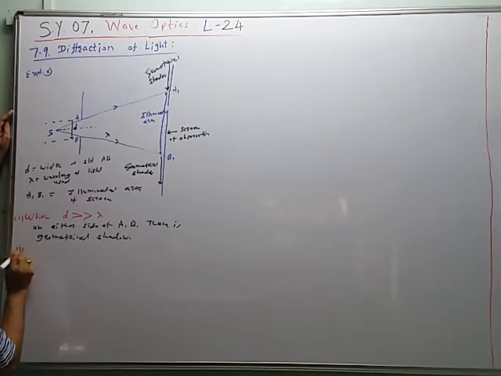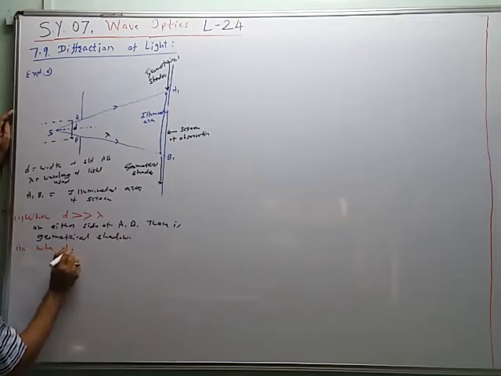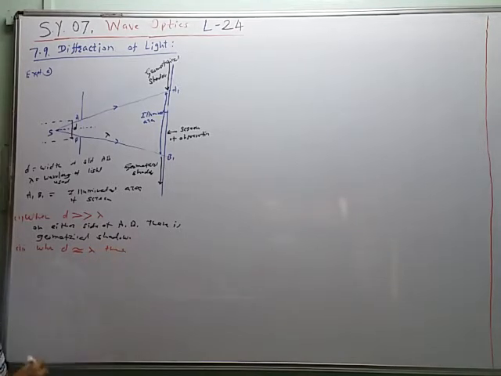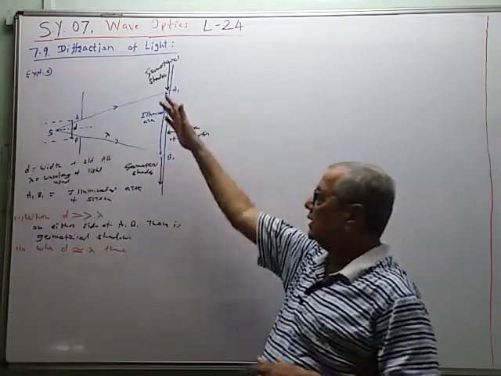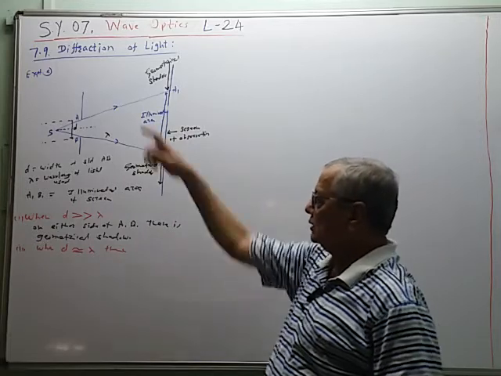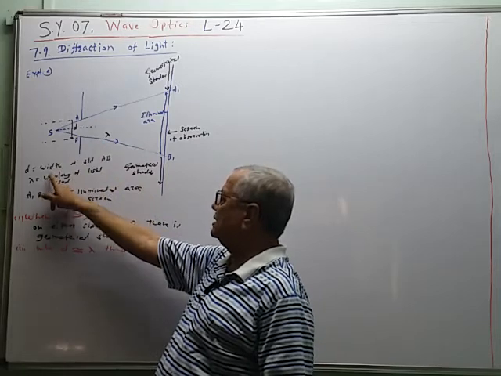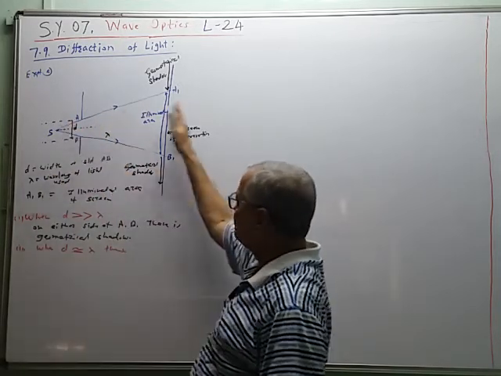Now, the second part: when d is comparable with lambda, then what will happen? So these observations are different. So this is the A experiment. The monochromatic light from the source is passing through the slit AB whose width is d. So light waves are passing through this.